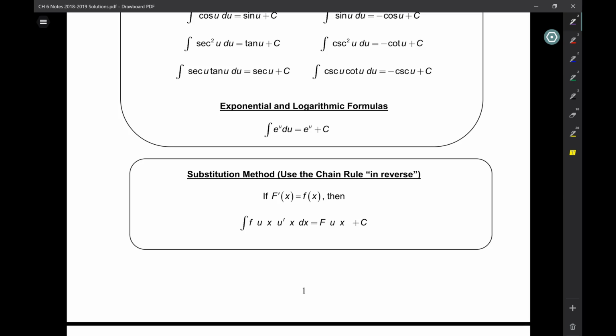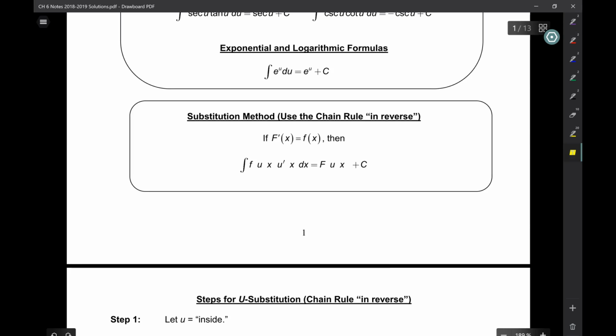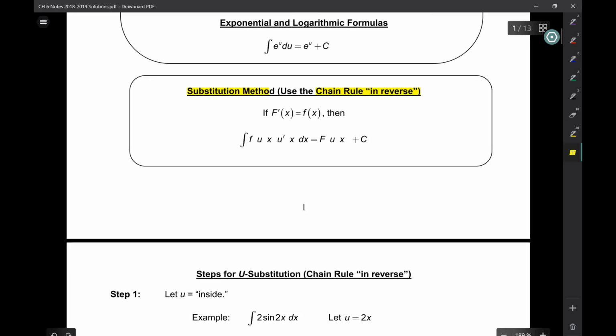So let's take an example here. The substitution method, like I said, is like chain rule in reverse. If f of x is the derivative of capital F, so if capital F is the integral, then the integral of f of u of x times u prime of x is F of u of x plus c.